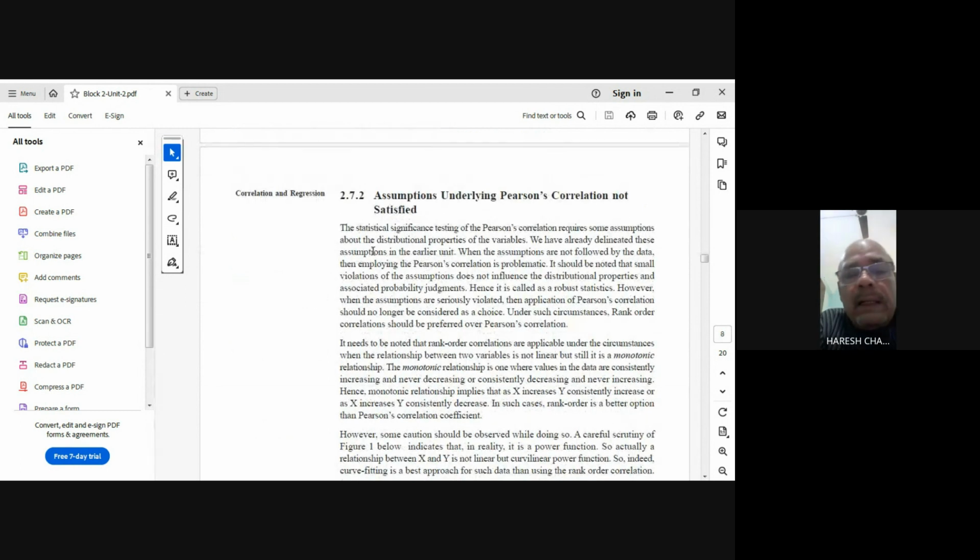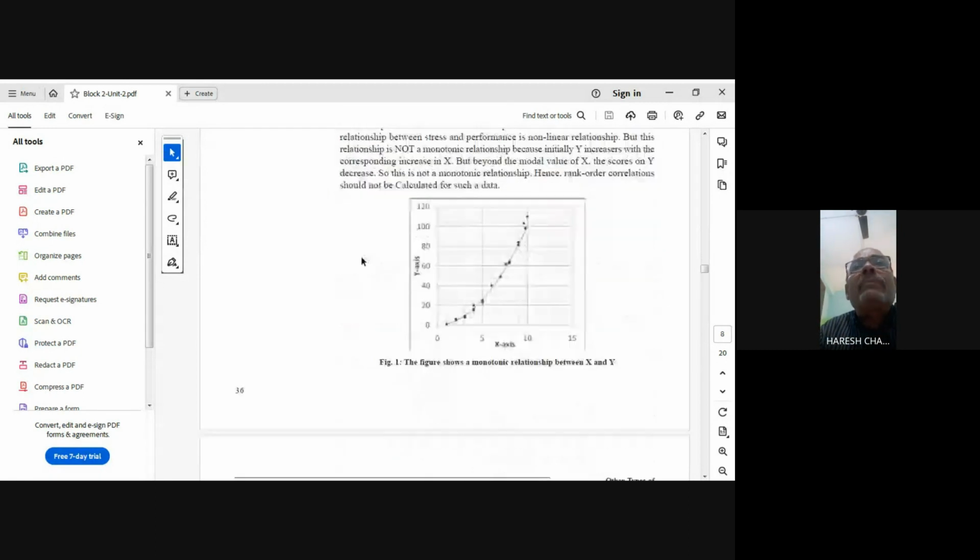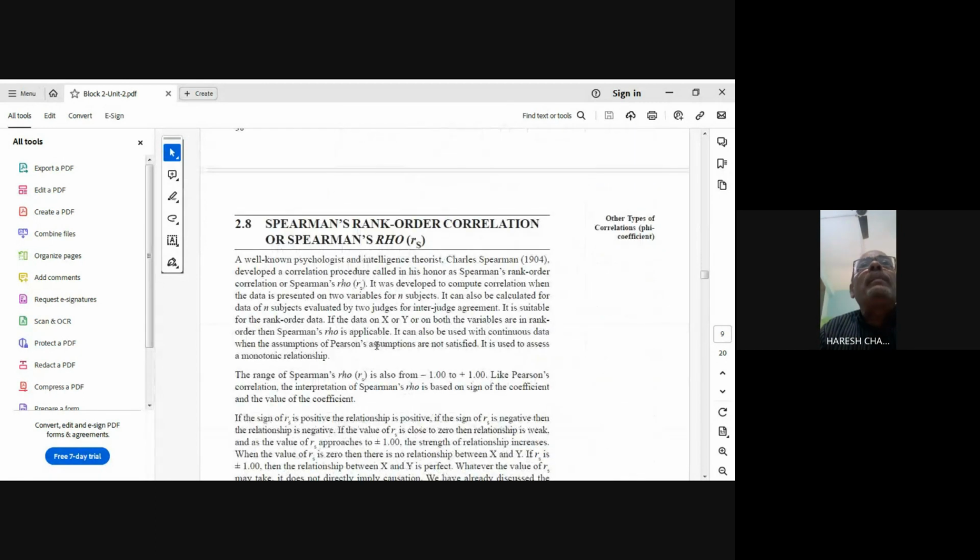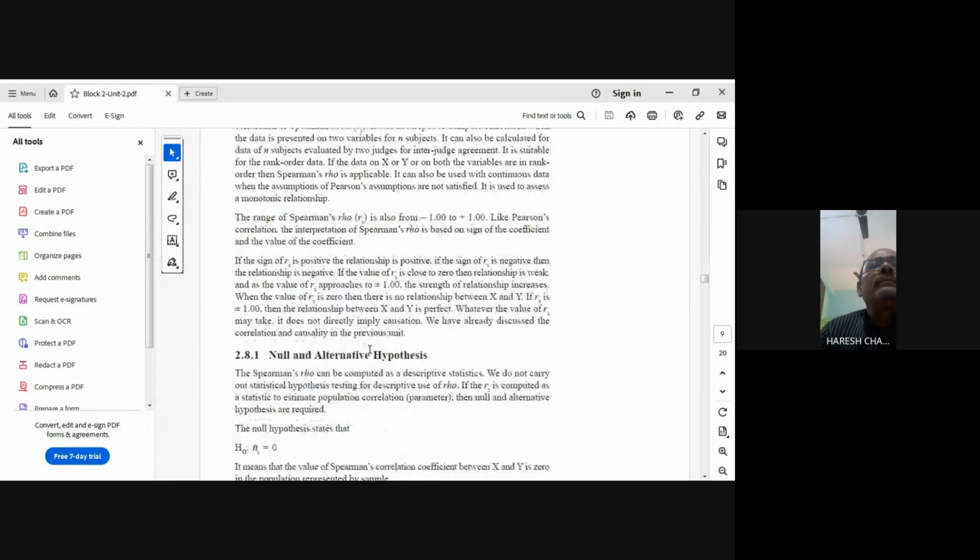Rank order correlation is a non-parametric approach to understanding correlation, particularly when your data is in terms of ordinal scale ranking, then you cannot go for the kind of correlation that is Pearson's. In that case, you have to go for a rank order correlation. And that is a kind of thing where you may have some problems. Spearman's rank order correlation is also called RHO, R-H-O, RHO correlation.